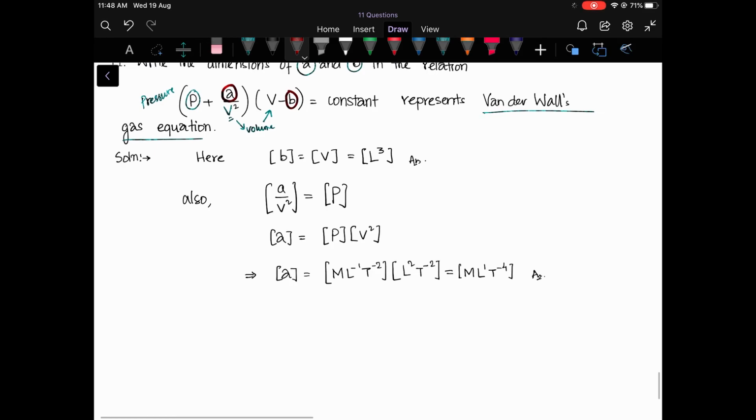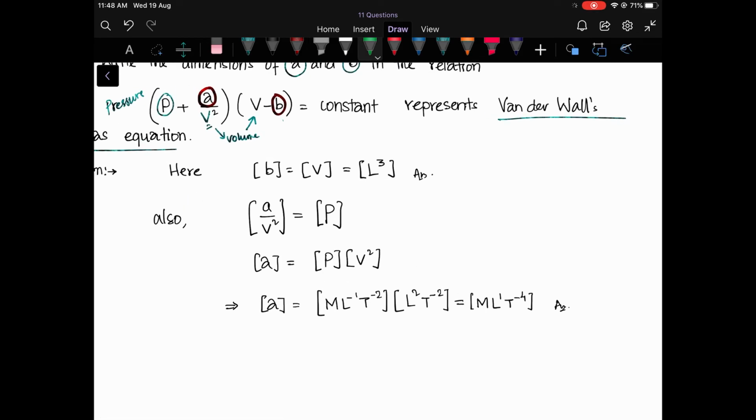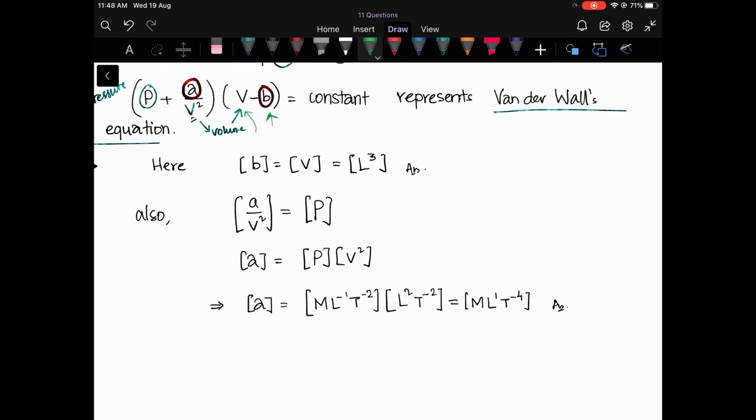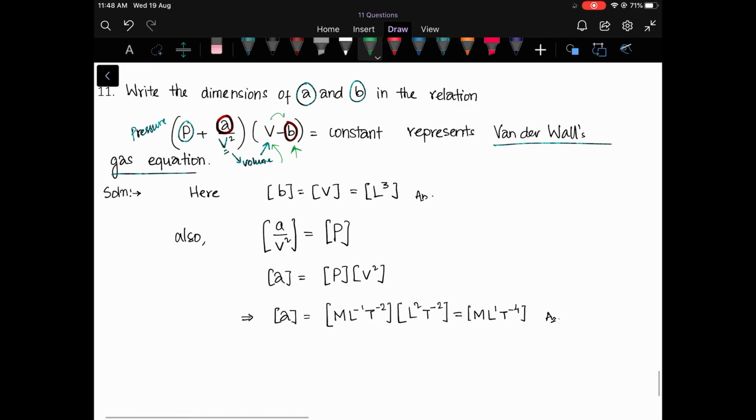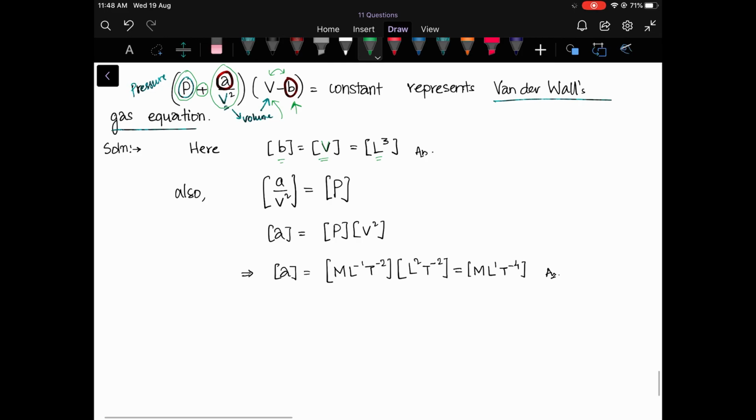Now the dimension of this b here, I can tell you directly, must be the same as the dimension of this V, that is volume, because you are subtracting these two quantities, and you can subtract only if they have the same dimensions. That's why the dimension of b is the same as the dimension of volume, and volume, if you remember, is L cube. Then the dimension of a by V square must be the same as the dimension of pressure, because you can see these two terms are added up.